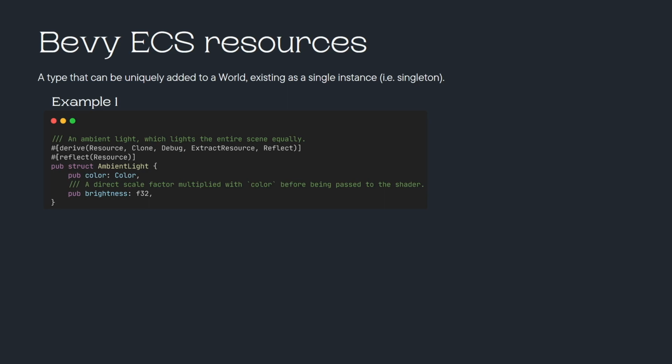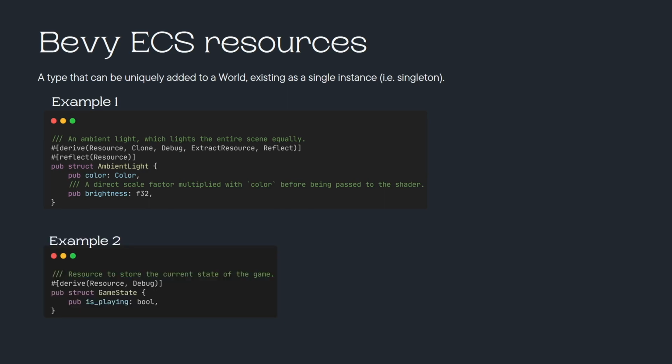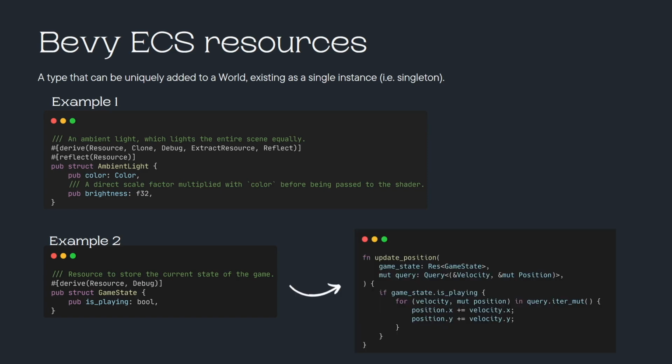We may also wish to define our own resources. For example, a game state resource with an isPlaying field, which could globally signal whether the game is active or paused, influencing systems like update position, such that when you pause the game, things stop moving. In order to do this, update position would take a game state resource as an argument. This is the same dependency injection with queries and commands that we learned about in the previous chapter. Update position can then check the isPlaying field to determine whether the spaceship should move.